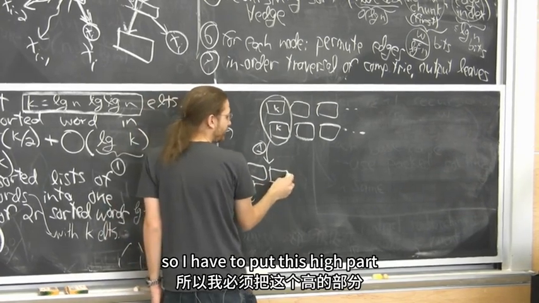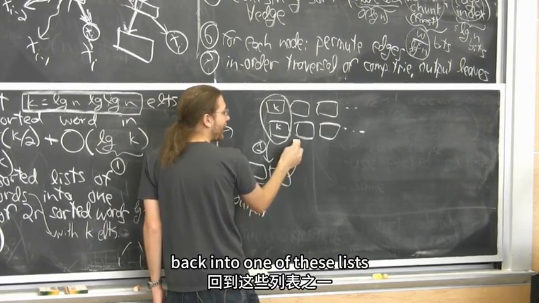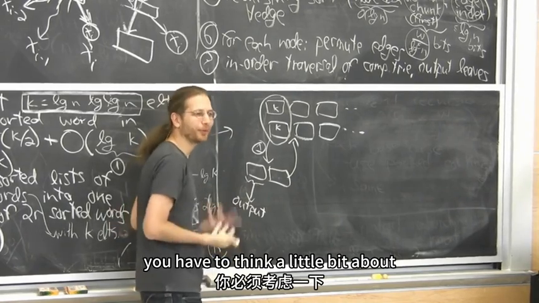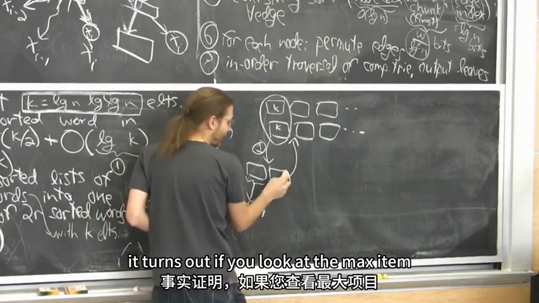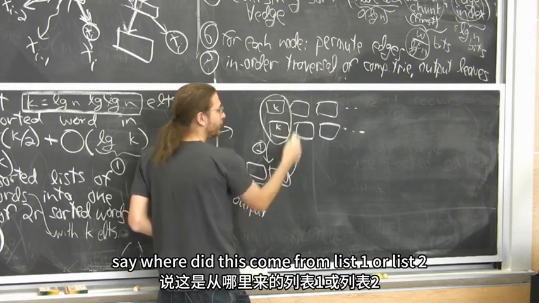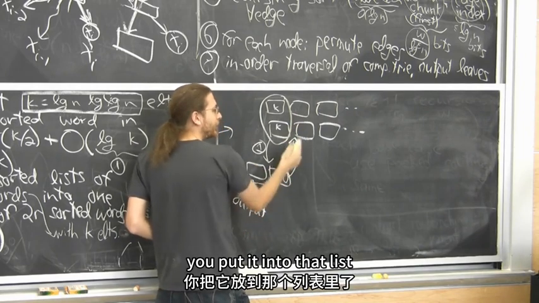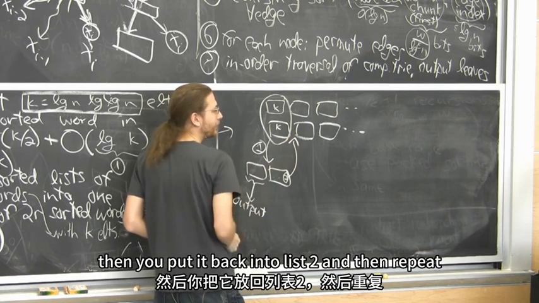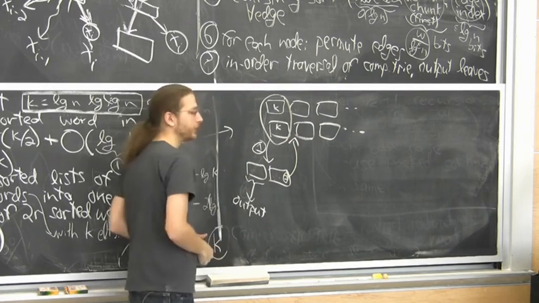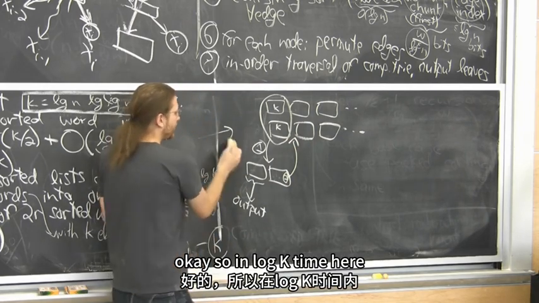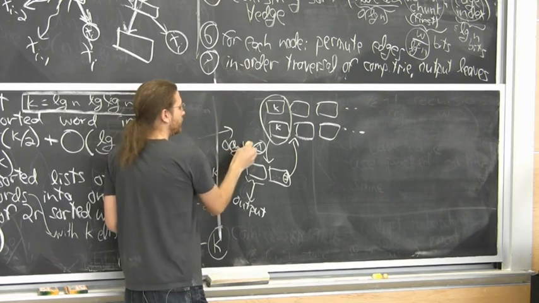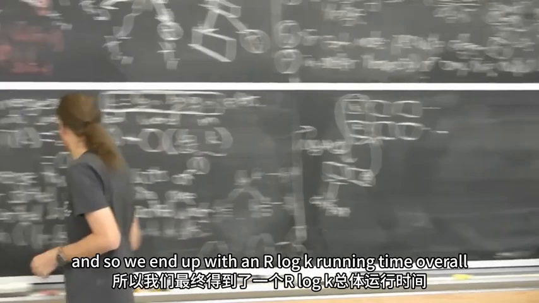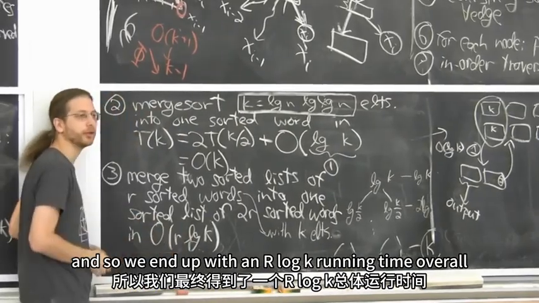So I have to put this high part back into one of these lists. We have to think a little bit about which list to put it into. It turns out if you look at the max item, say where did this come from, list 1 or list 2, you put it into that list. Let's say this came from list 2. Then you put it back into list 2 and then repeat. Okay, so in log k time here, we have output k items. And so we end up with an r log k running time overall.